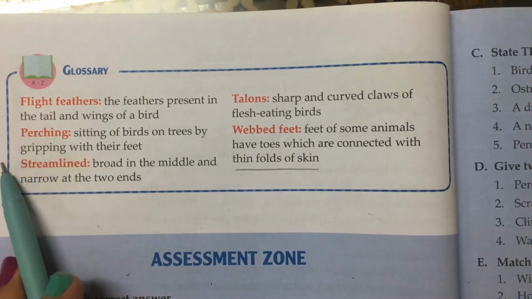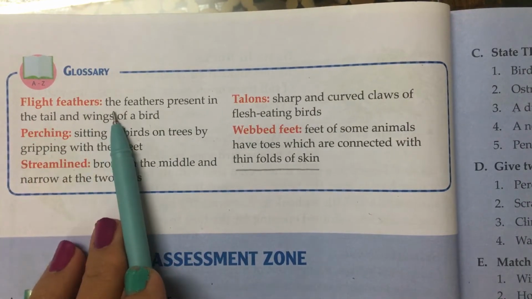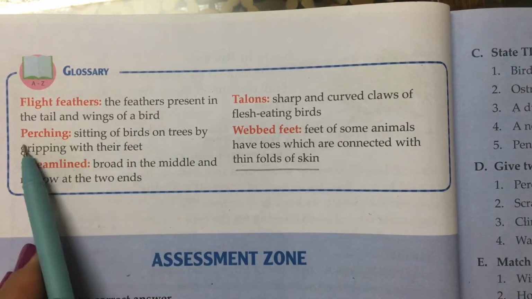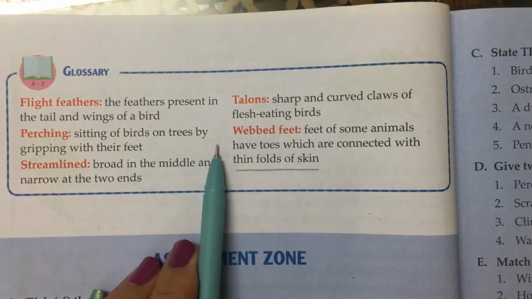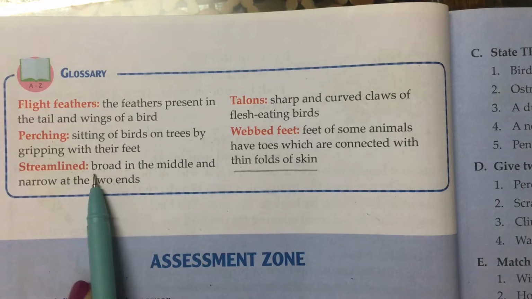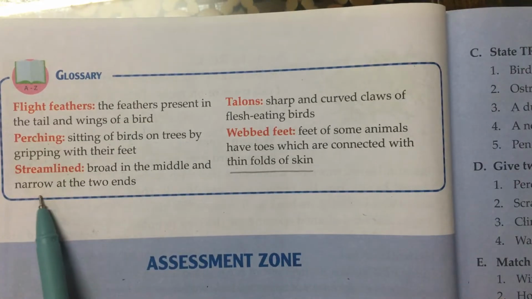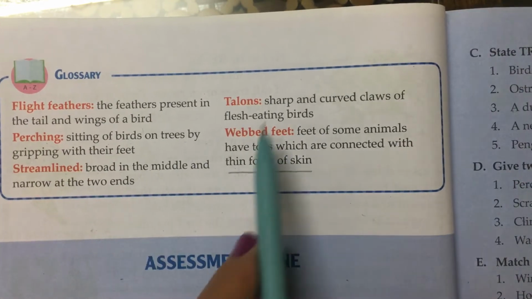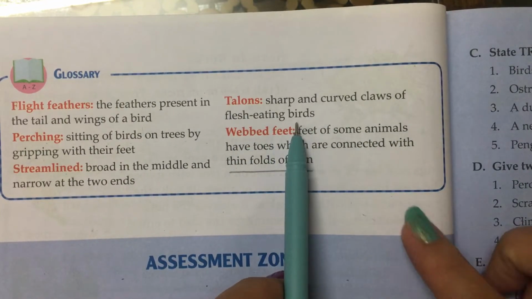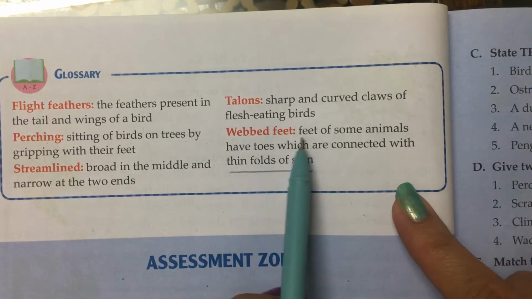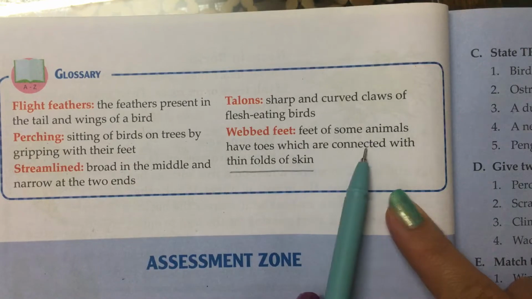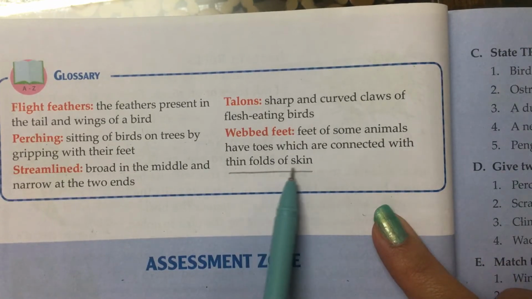Now let's learn about these things. Flight feathers are the feathers present in the tail and wings of a bird. Perching means sitting of birds on trees by gripping with their feet. Streamlined means broad in the middle and narrow at the two ends. Talons mean sharp and curved claws of flesh-eating birds. Webbed feet means the feet of some animals have toes which are connected with thin folds of skin.